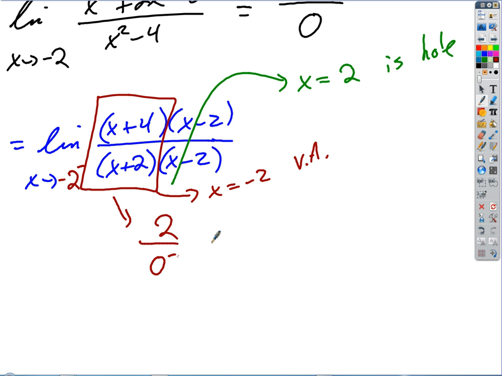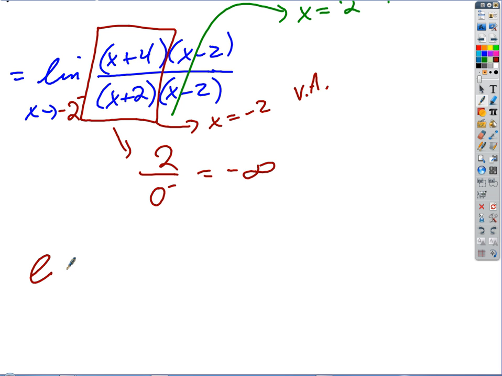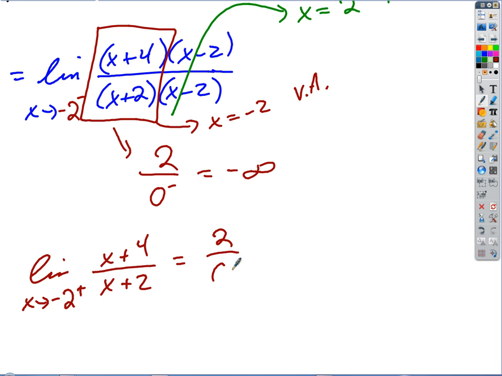And so now we know that from the left we're getting -infinity. And then we could easily see that from the right, so like -1.999 kind of thing, we're going to get 2 over 0 plus, which is positive infinity, right?